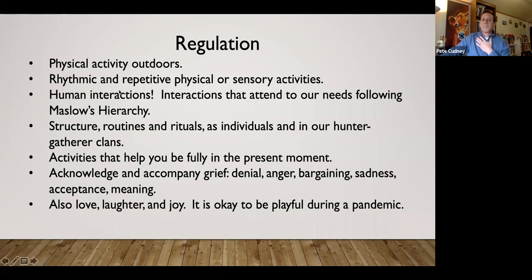Whenever possible, physical activity or sensory activities, right? Sensory activities could be things like listening to music or dancing. If they can be rhythmic in nature and repetitive, so that you do them similarly over time, that will really resolve your stress better. A simple example of a rhythmic activity outside is going for a walk in the woods.